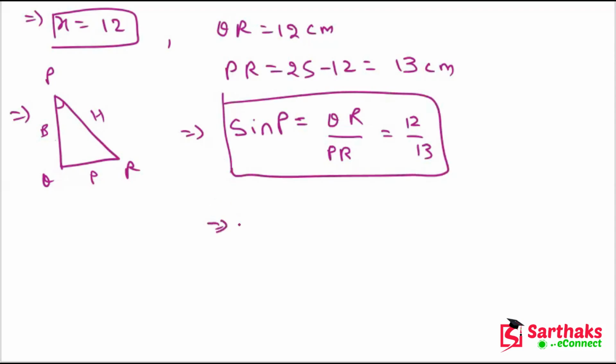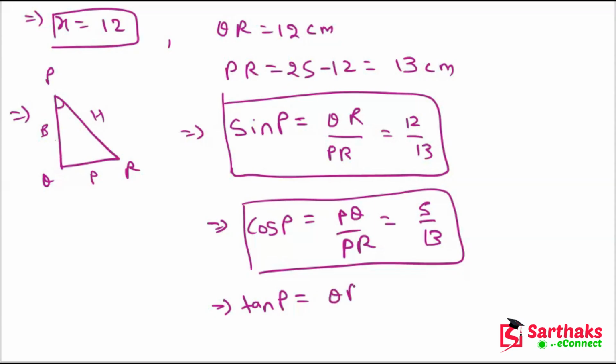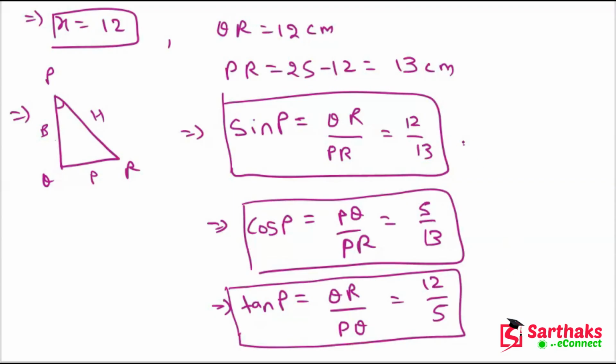This is our answer. Now cos P is what? Cos P is PQ upon PR, which means 5 upon 13. Now tan P is QR upon PQ, so this will give 12 upon 5. So my dear friends, I hope you understand these things. This is our answer, and I hope you are enjoying this lecture.